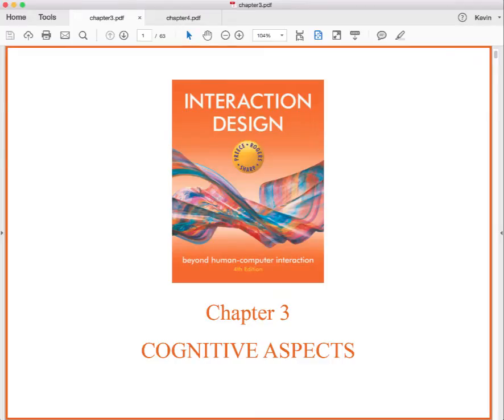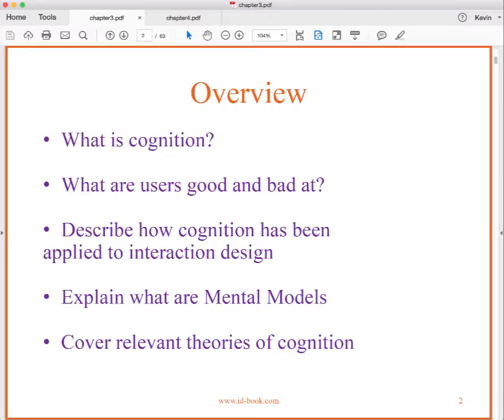Welcome to my lecture on Chapter 3 of Interaction Design 4th Edition. Chapter 3 is entitled Cognitive Aspects. We're going to be talking about cognitive aspects, not surprisingly.